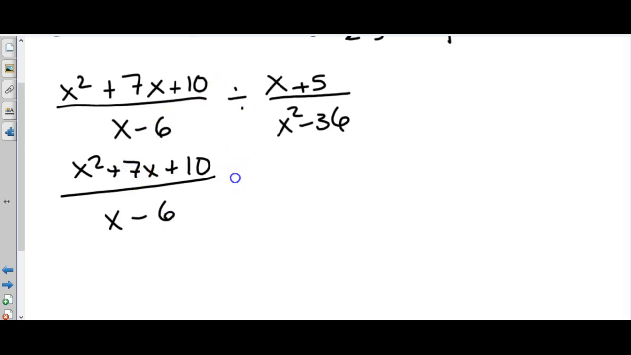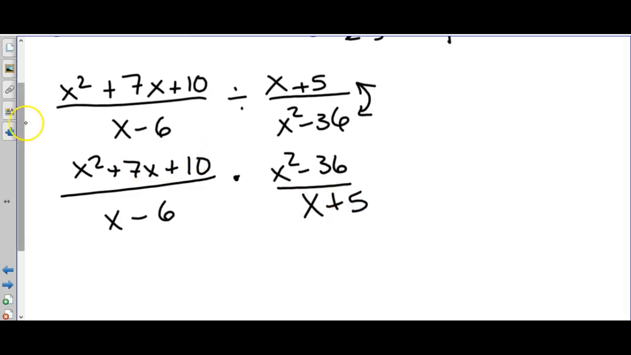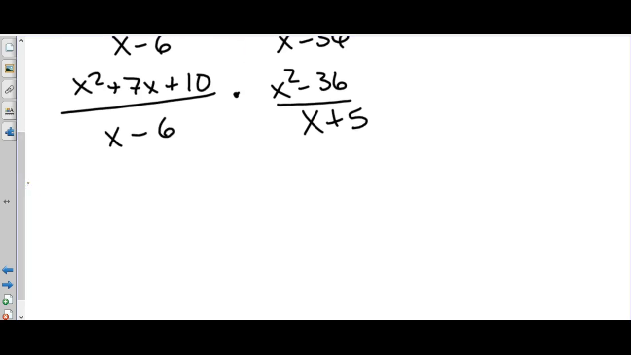We change from division to multiplication. We flip the second fraction upside down. This becomes x squared minus 36 over x plus 5. Now we get to the hard part of factoring again.